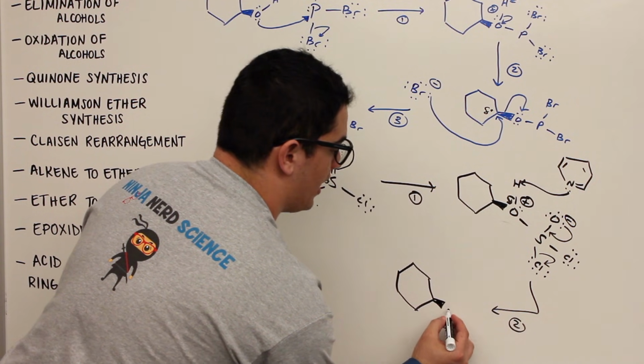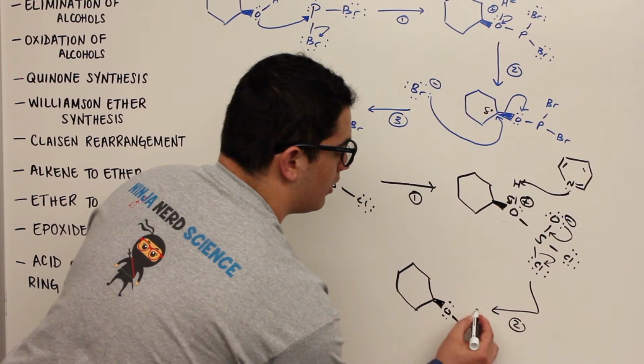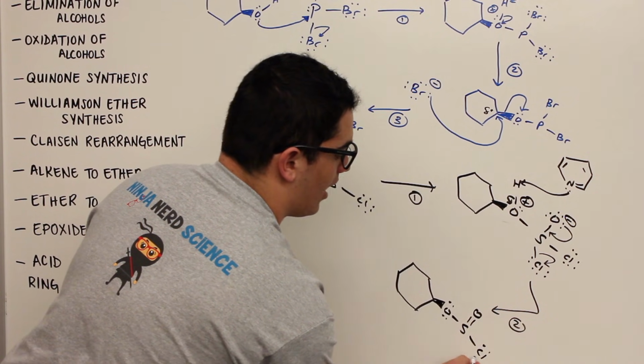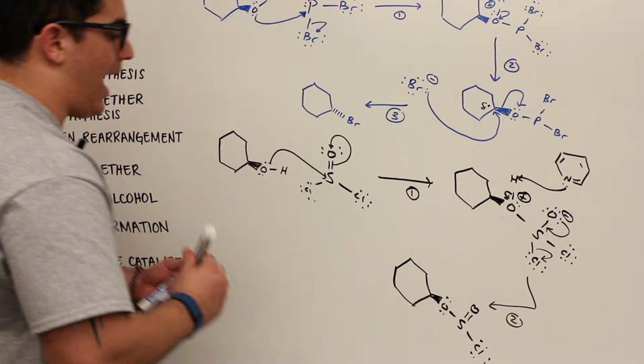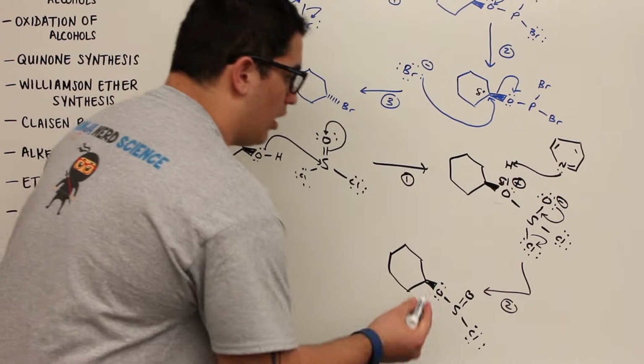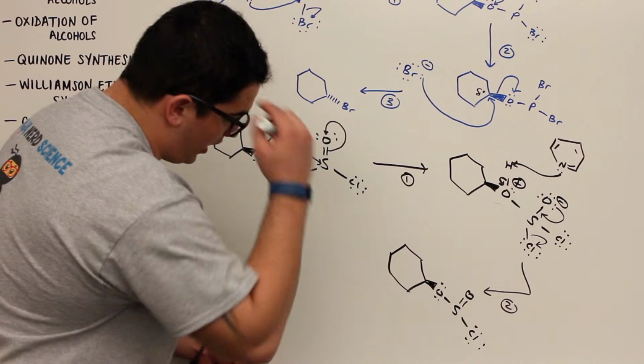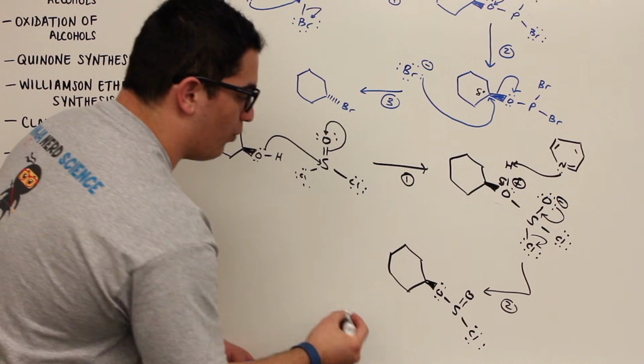We still have this bond here with the oxygen, but we lost the hydrogen. We have a lone pair of electrons, sulfur, double bond oxygen, and one Cl here. Now what happens? Here's where it gets kind of funky. The chlorine that left, right? He can do something really weird here.